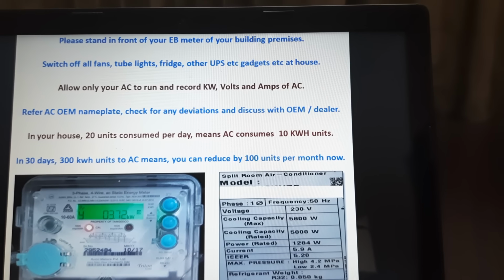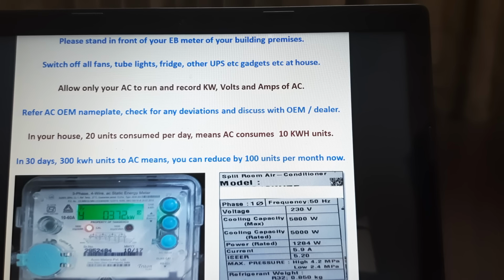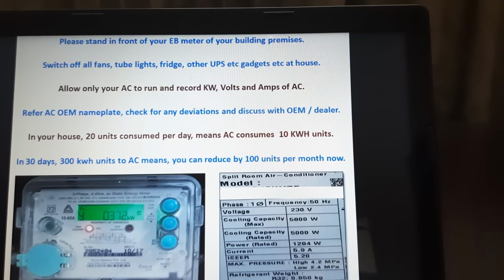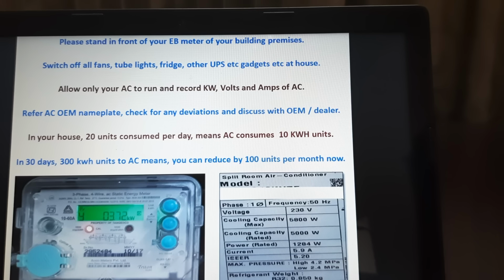First, you stand in front of your EB meter in your building premises and you switch off all the fans, tube lights, fridge, all the UPS, geysers, whatever it may be, all the gadgets in your house, and allow your AC only to run. And record the kilowatt, volts and amps of the AC. And you compare this with that of your AC OEM's nameplate and its consumption, and if there is any deviation you can discuss with your OEM AC service team.